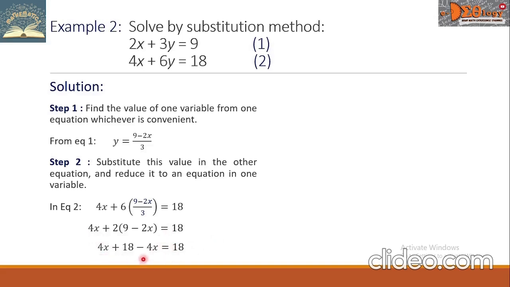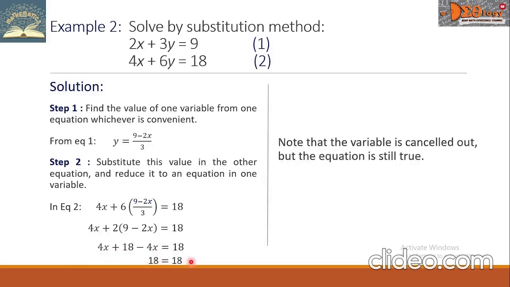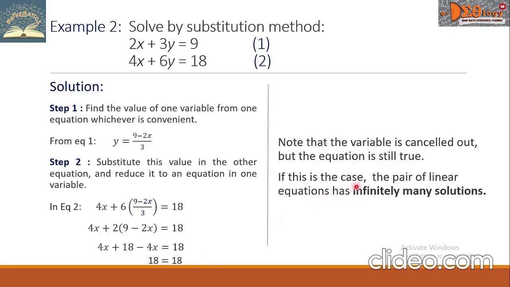This 4x and negative 4x become 0. So we have 18 equals 18. Note that the variable x is cancelled out, but the equation is still true. 18 equals 18. If this is the case, the pair of linear equations has infinitely many solutions.